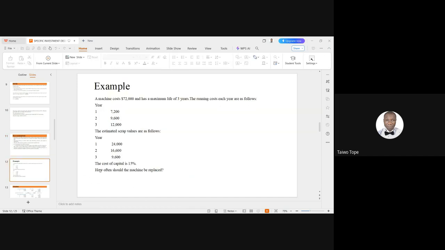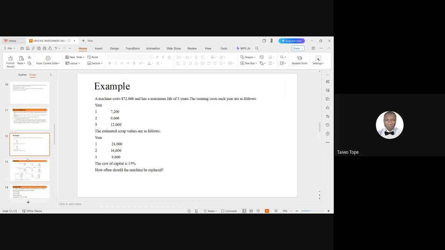So we have this example. A machine costs $72,000 and has a maximum life of 3 years. The running costs of the machine are as follows: for year one, 7,200; for year two, 9,600; for year three, 12,000. The estimated scrap values are as follows: year one, 24,000; year two, 16,600; year three, 9,600. The cost of capital is 15%. How often should the machine be replaced?